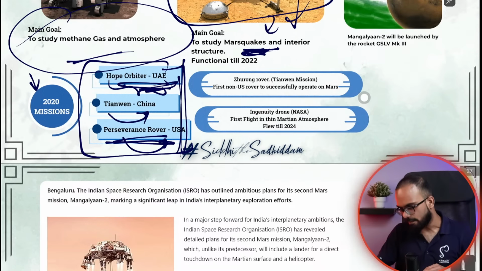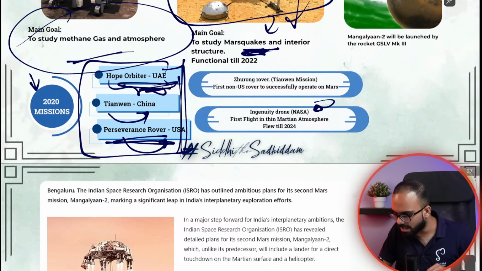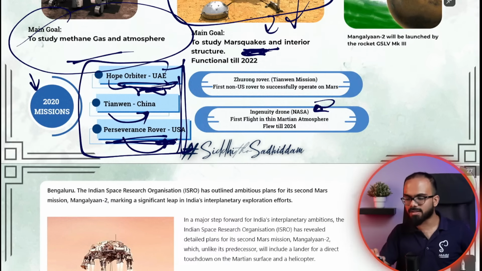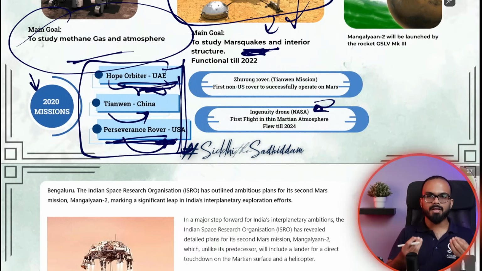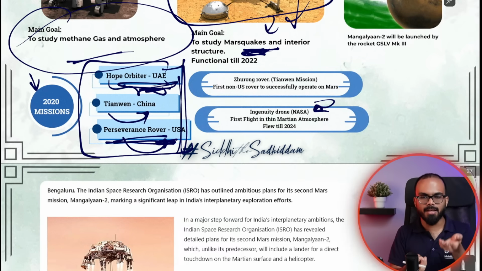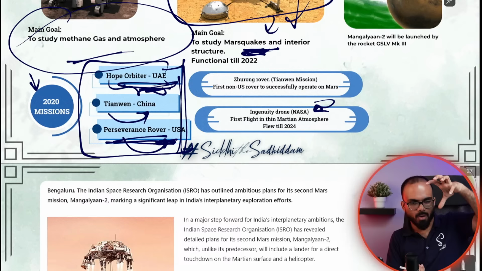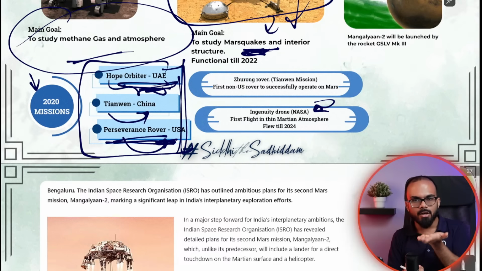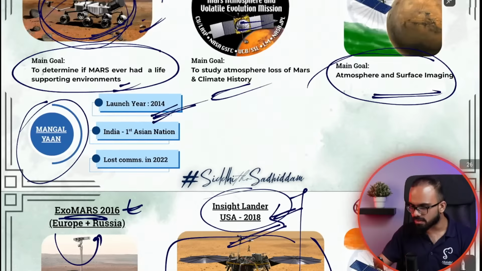Now, along with that, there is one drone that was sent by NASA. In 2020, NASA sent one drone which is known as the Ingenuity drone. The drone has the capability to lift off again. Rover lands, drone is released, drone is lifted off, and drone can conduct a lot of experiments. So these are the questions that they can ask you.